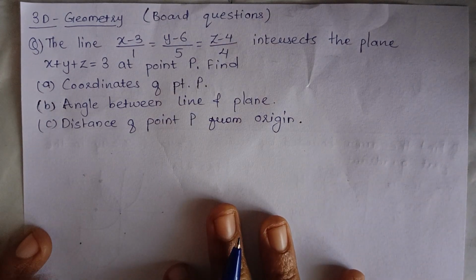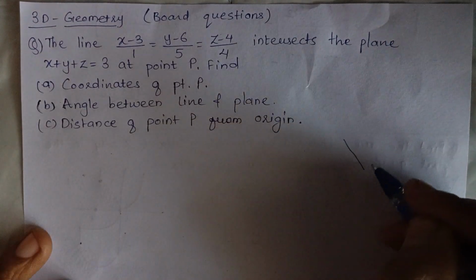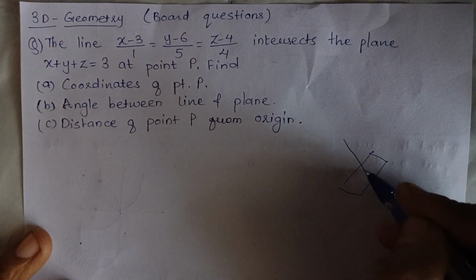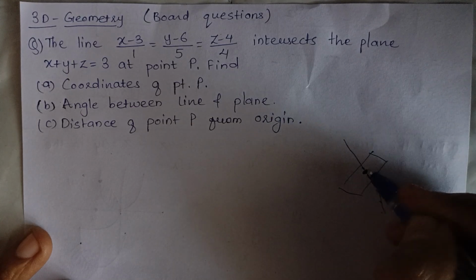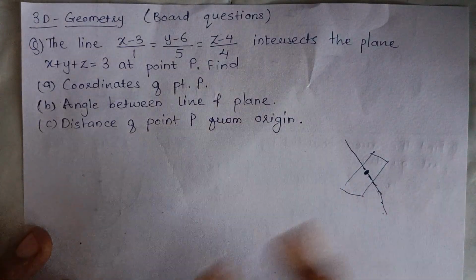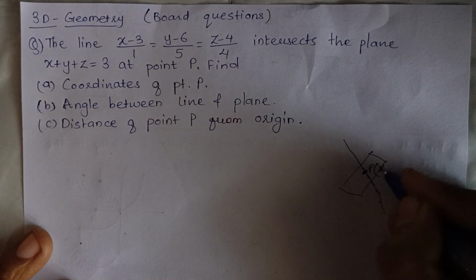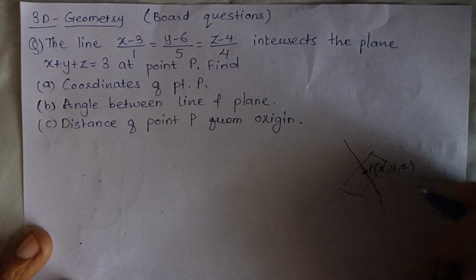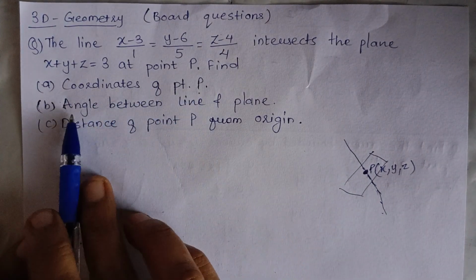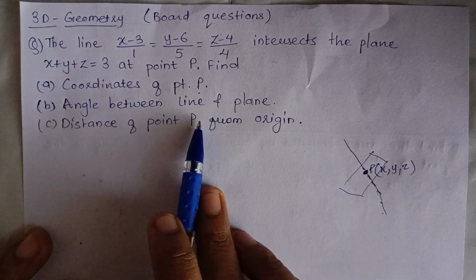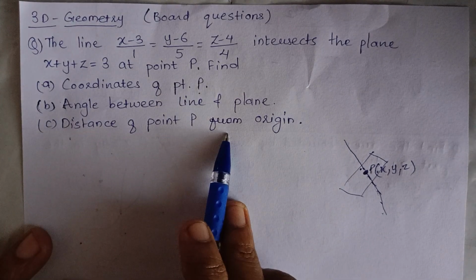Now here the line is given and the plane is given. This line is intersecting this plane at some point, say it is passing through it. So the line and the plane both intersect at some point P. Let the coordinates of point P be x, y, z. We have to find first the coordinates of point P, then the angle between the line and the plane, and the distance of point P from the origin.